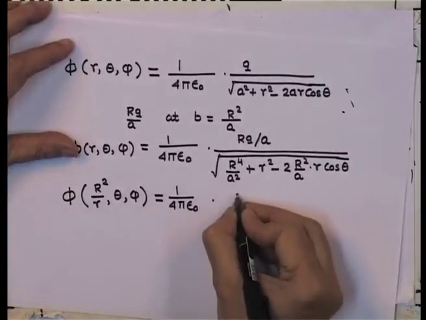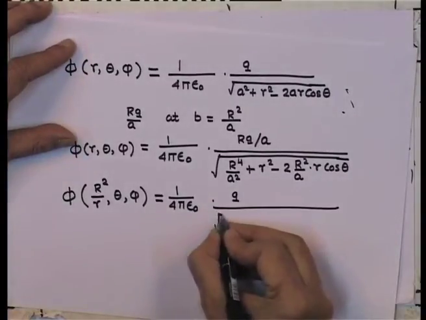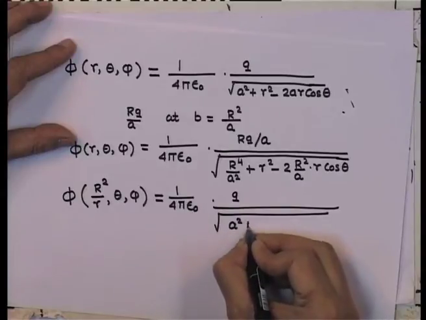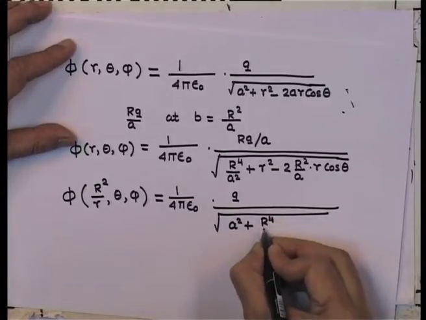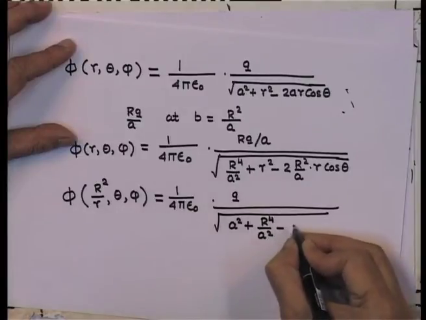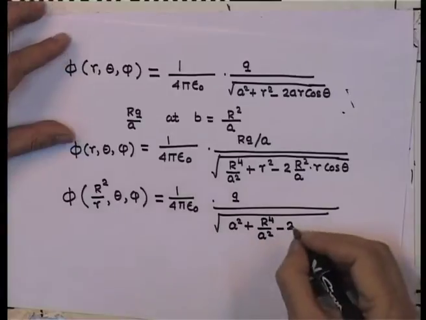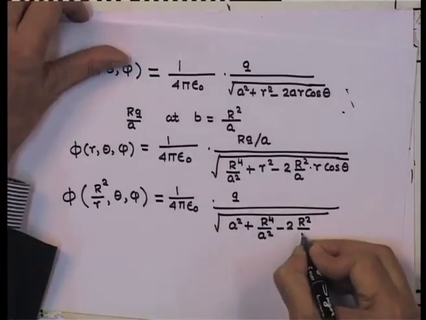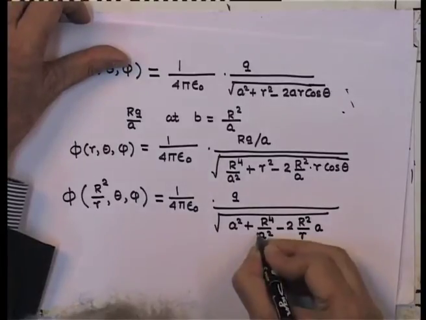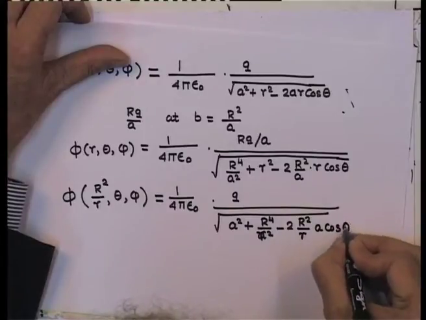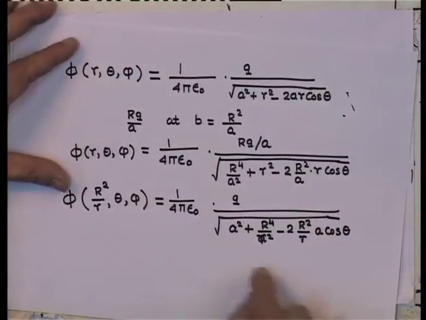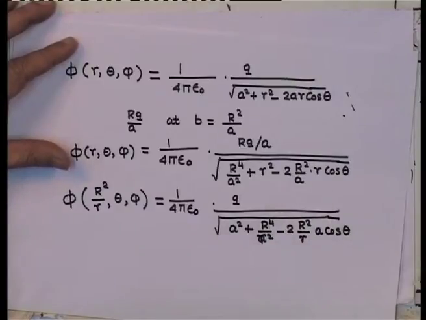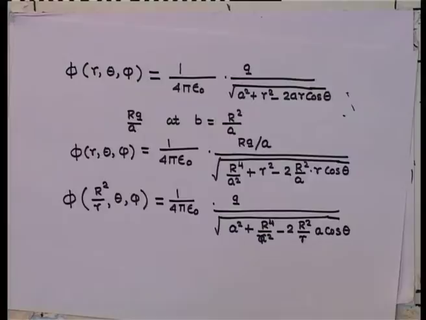So, you put that equal to q divided by root of a square plus, in place of r square I have got r fourth by a square minus 2 I have got r square by r into a cos theta. This should be r square by r square. You can just manipulate this a little bit, and as shown here, show that this is equal to r by r times phi prime of r theta phi.